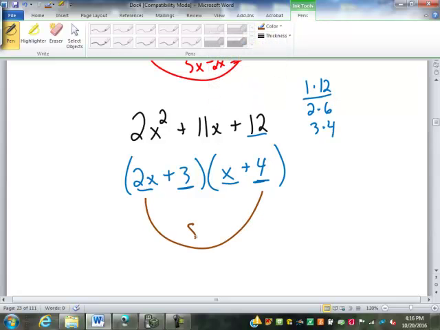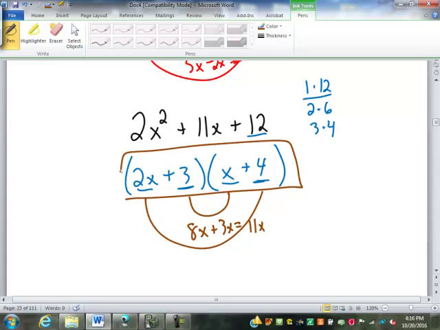So 2x times 4 is 8x. 3 times x is 3x. That does add up to 11x. And yes, they do have to be in that order. If I had the 4 first and the 3 second, that wouldn't have worked. It would have been different. So 2x plus 3 and x plus 4.